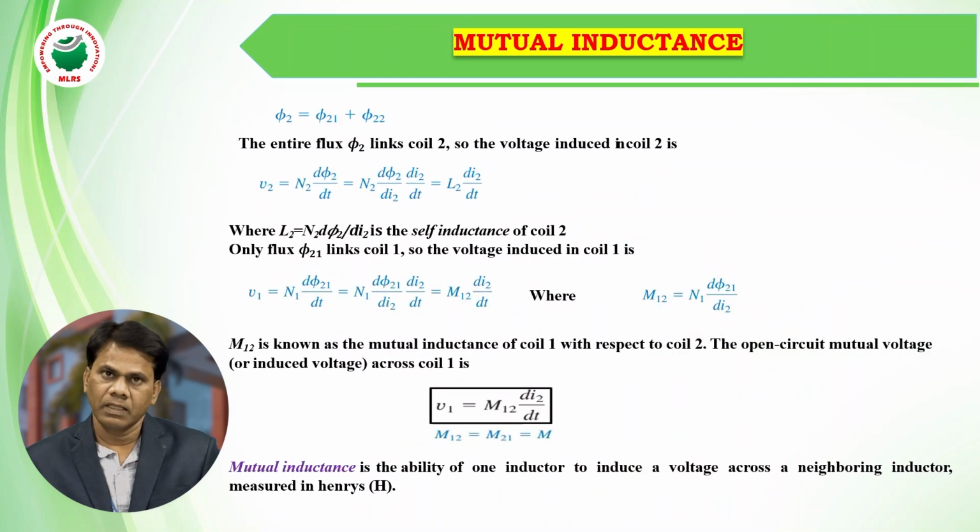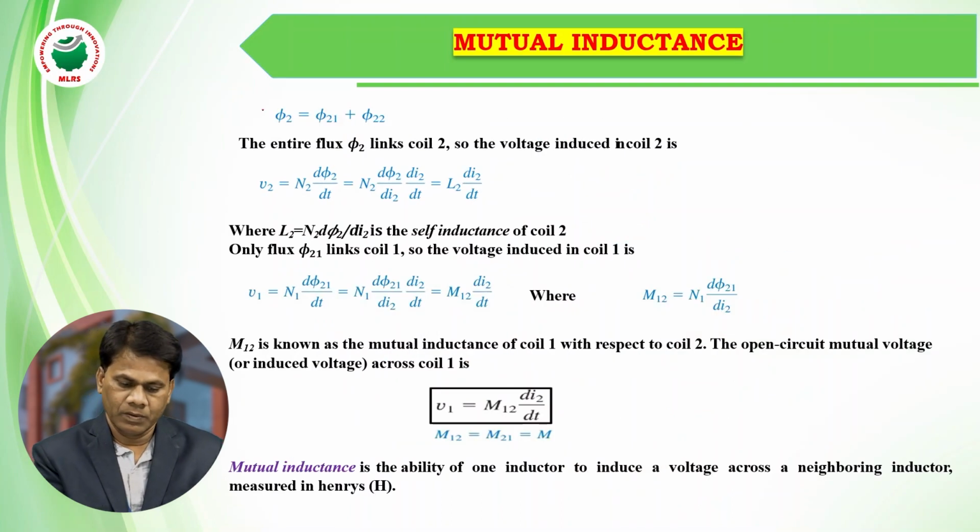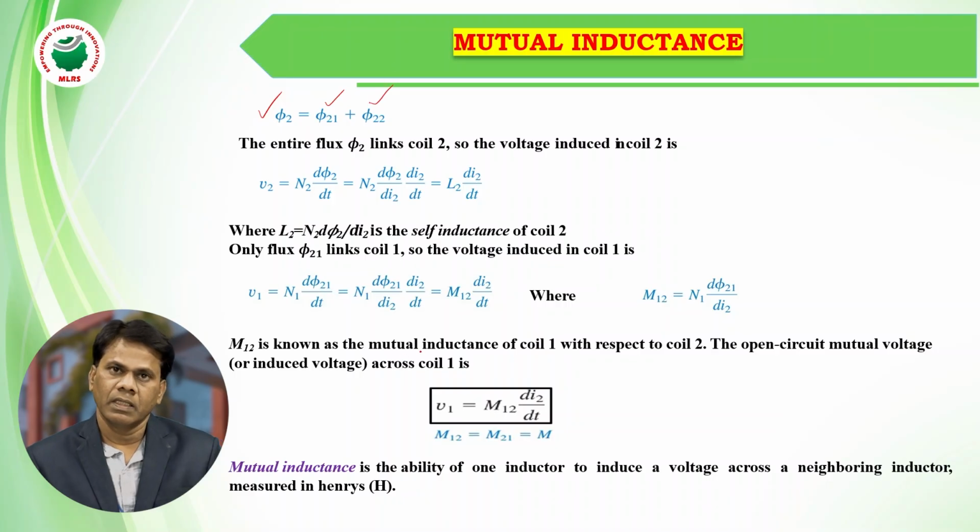The total flux in coil 2, phi 2, is given by the flux linking with coil 1, phi 21, due to current in coil 2. This is the flux produced by the current in coil 2, and it is the same current flowing in coil 2. So this is the total flux in coil 2, and the entire flux phi 2 links coil 2.